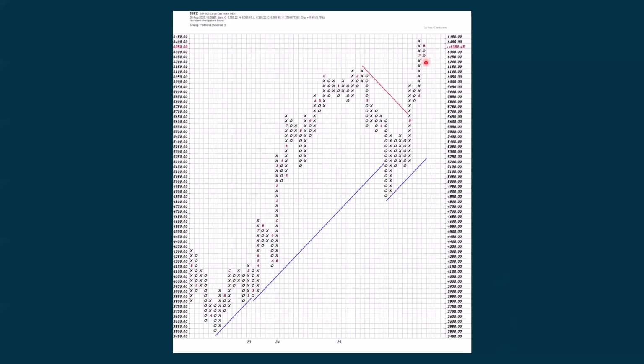We had the employment report, we gapped lower, we closed lower, everybody's freaking out, and we saw the two O's being drawn in here. And this measures O's when we're going down and X's when we're going up, and it doesn't take time into account. It just takes price movement into account.